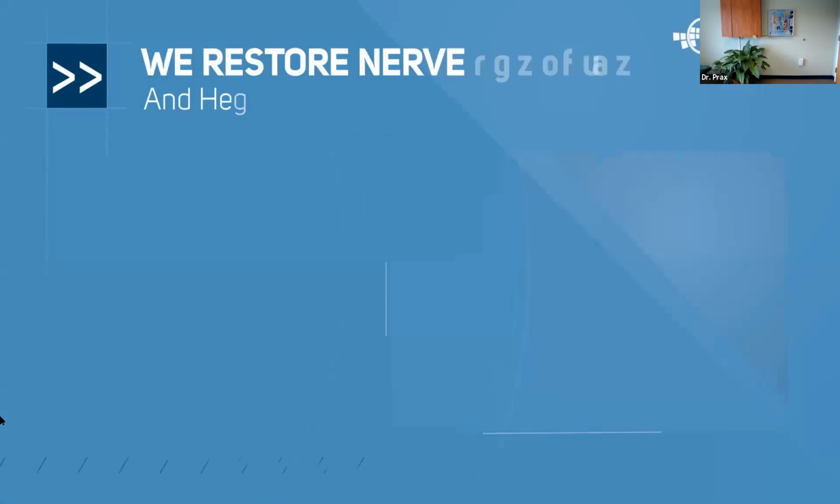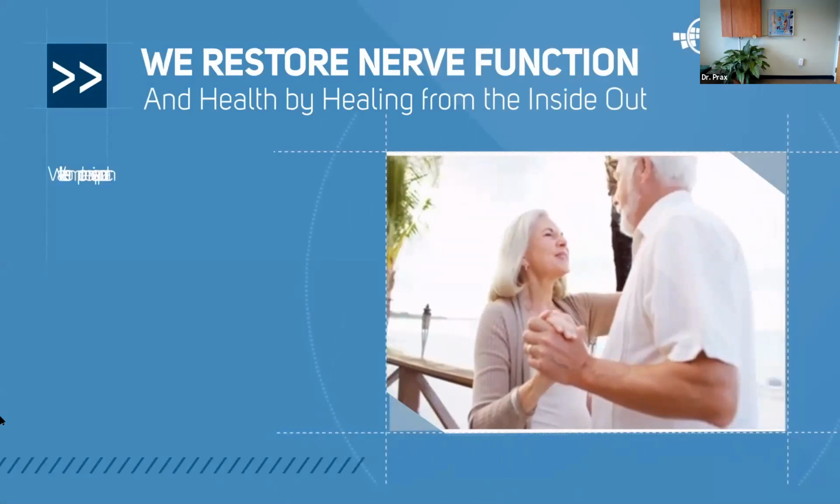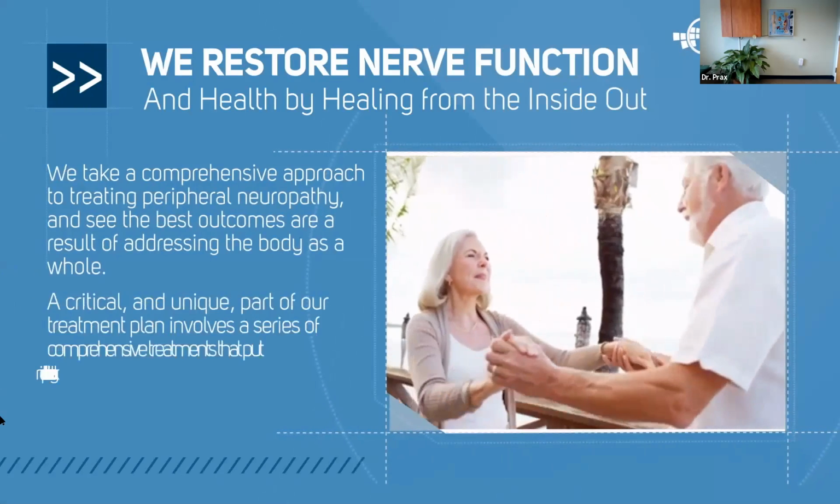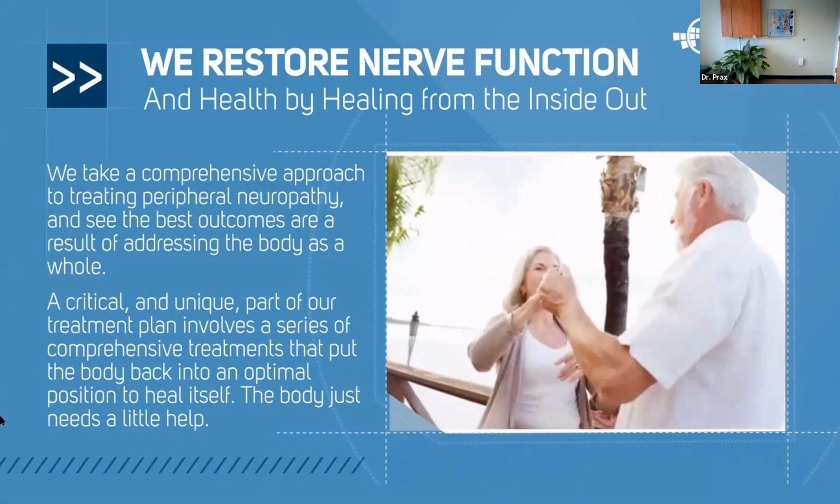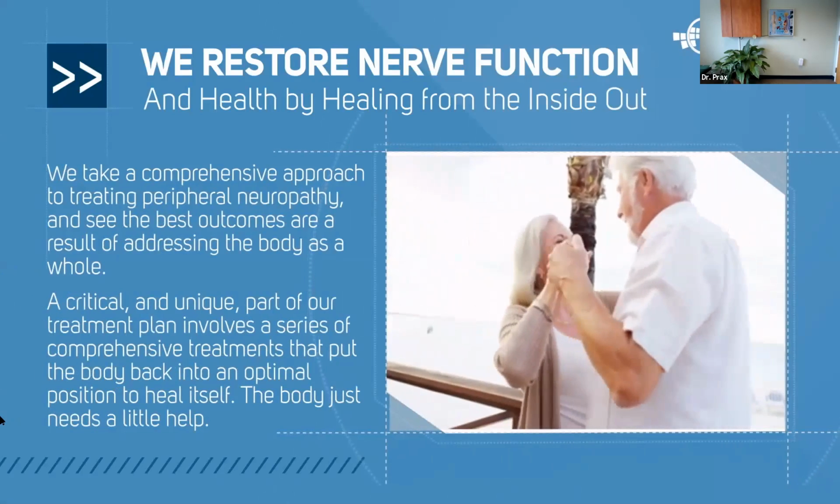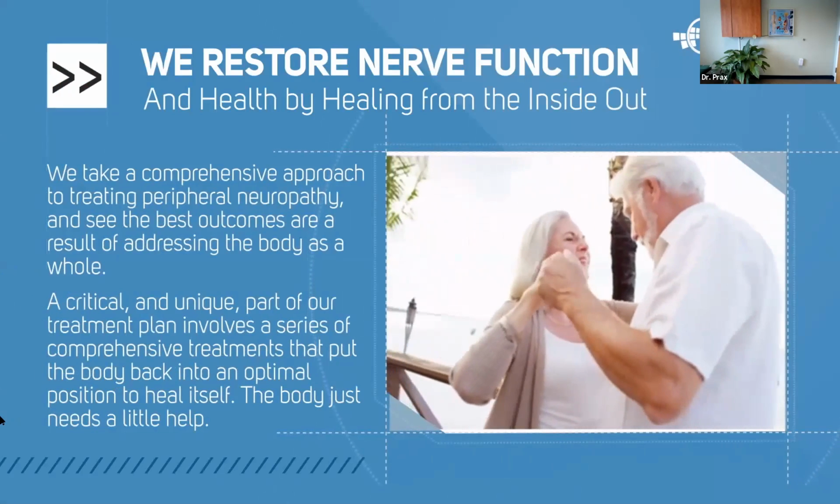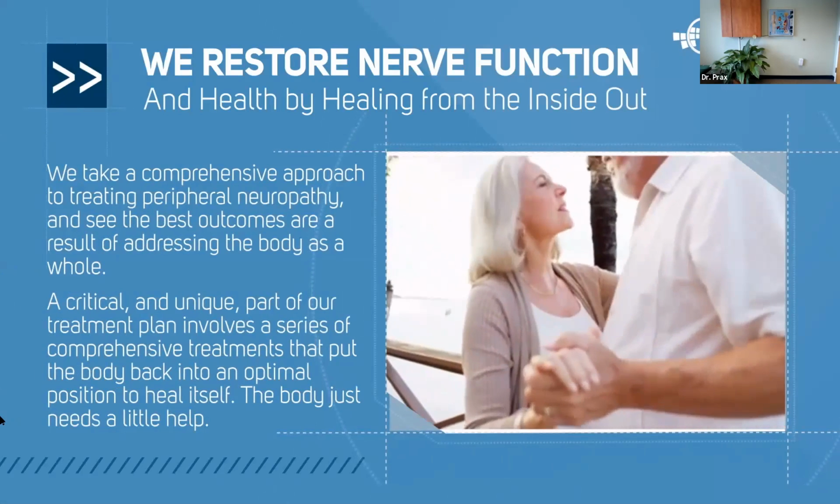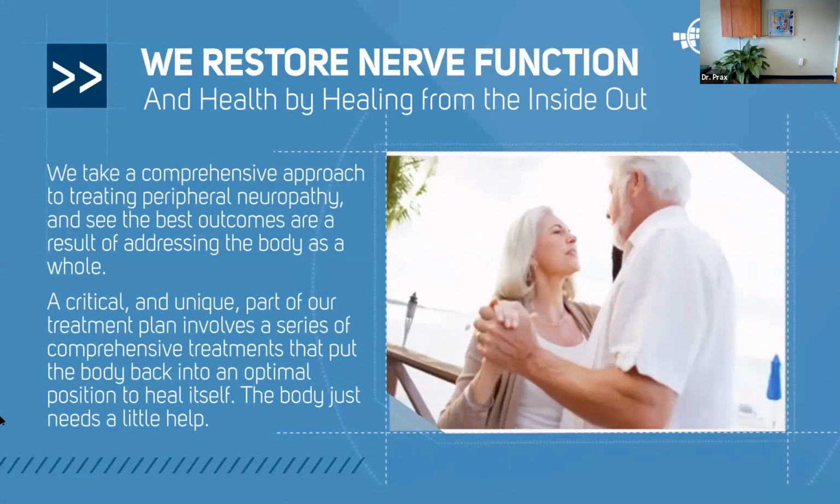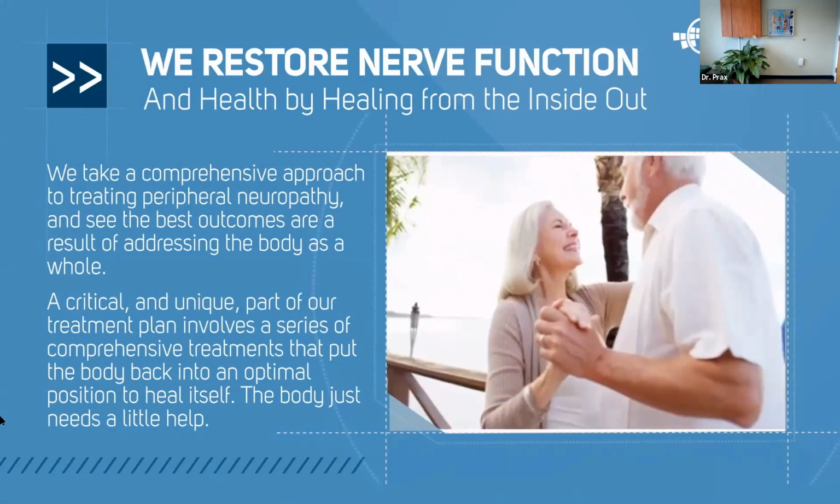We take a comprehensive approach to treating peripheral neuropathy, and we see the best outcomes for our patients as a result of addressing the body as a whole. A critical and unique part of our treatment plan involves a series of comprehensive treatments that we've developed to put the body back into an optimal position to heal itself. Your body knows exactly how to heal itself. Sometimes it just needs a little help.